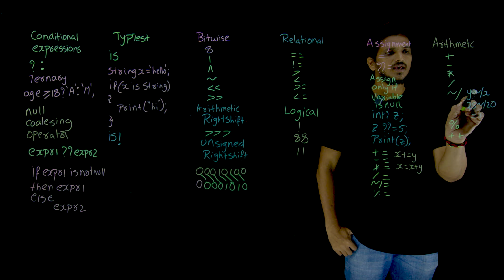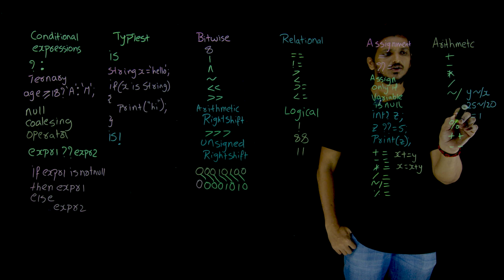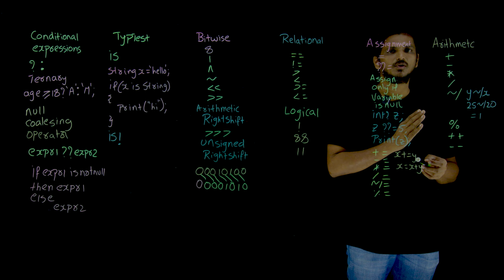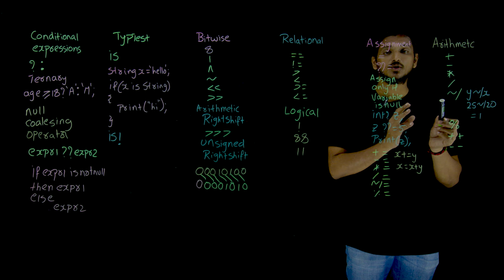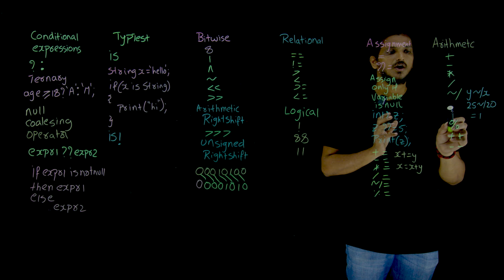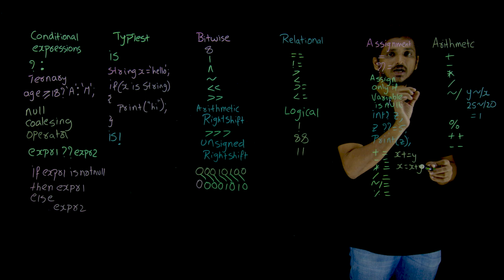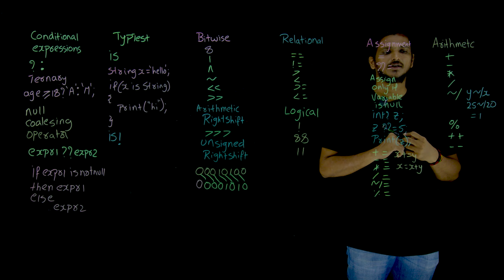Integer division means, if y is 25, 25 integer division 20 means 25 divided by 20. What's the meaning? It will become 1 point something, but here only the integer part is going to be taken as output. 1 point something, but the output is 1. Only the integer part will be considered. That is what integer division means.